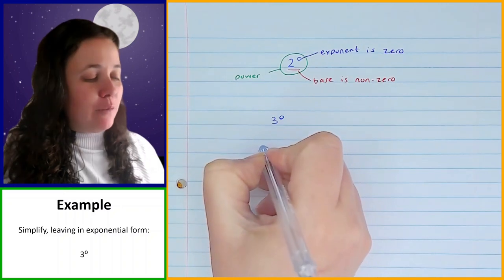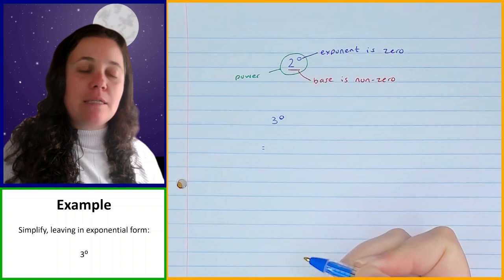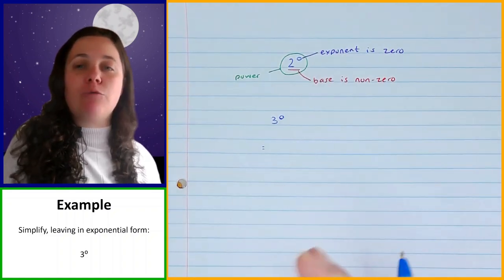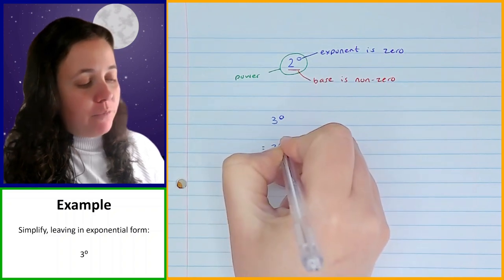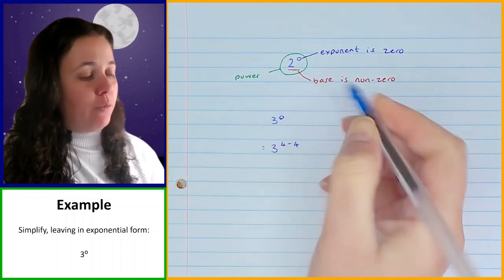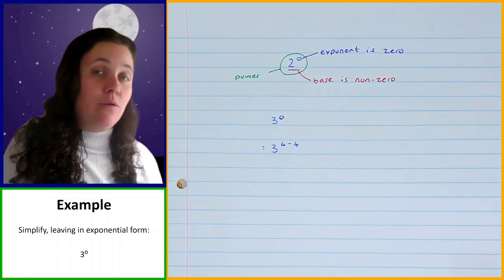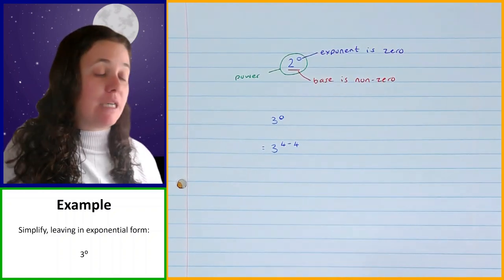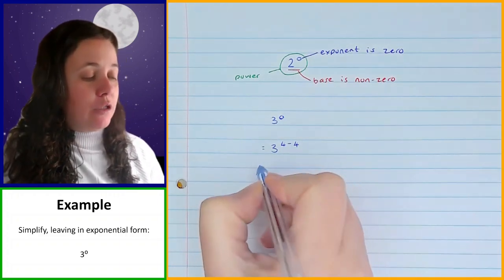So what we're going to do is work a little bit backwards here. And we're going to say, well, what is 0 the same as? 0 is the same as anything subtracted from itself. So I can say this is 3 to the power of 4 minus 4, because 0 is the same as 4 minus 4. Or I could use 5 minus 5, or 10 minus 10, or 100 minus 100. Anything subtracted from itself is equal to 0. I'm just choosing 4 minus 4 in this example.